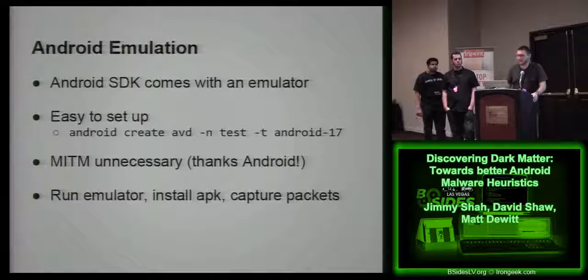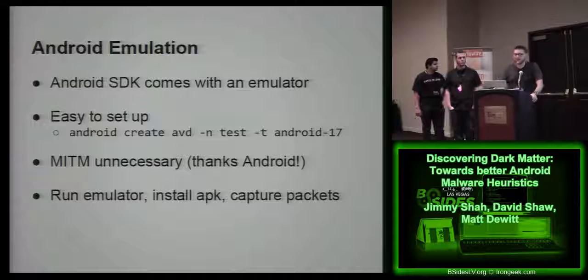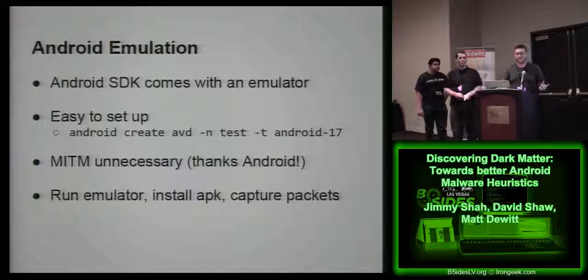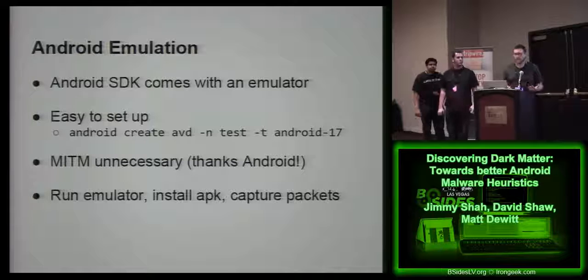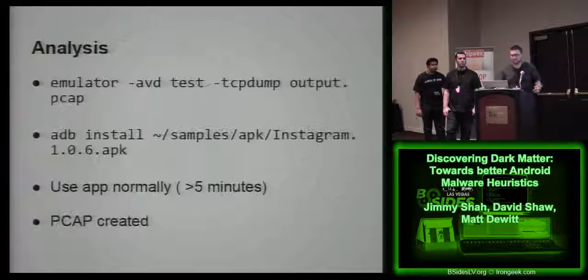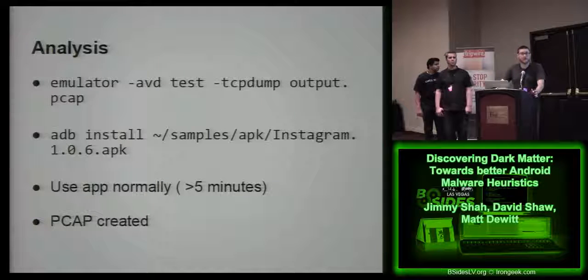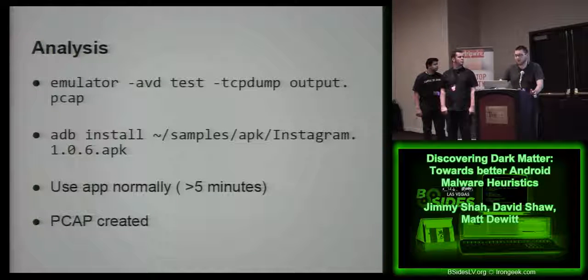Android create AVD with name test, type Android 17. And for our first layer of inspecting this, a man in the middle is unnecessary because Android actually lets us capture all the traffic. So our methodology here is going to be to run the emulator, install the APK, capture the packets, and then perform analysis on that. You run it with just the tcpdump flag, pretty straightforward, and it dumps out a PCAP. You can then use ADB to install, in this case we did Instagram 106.